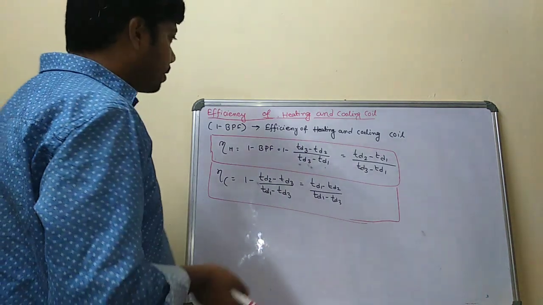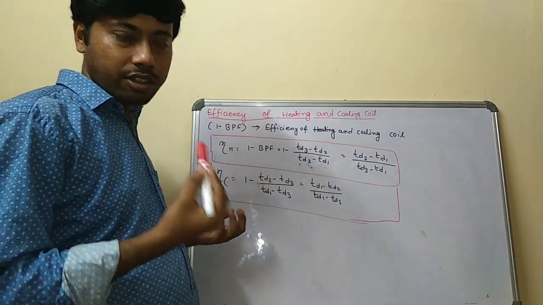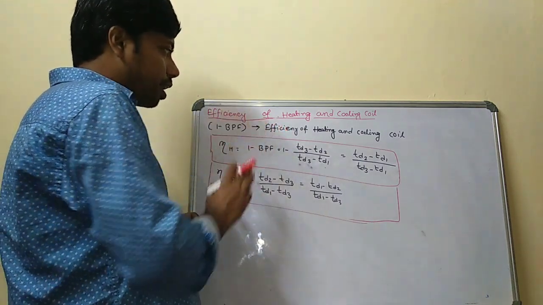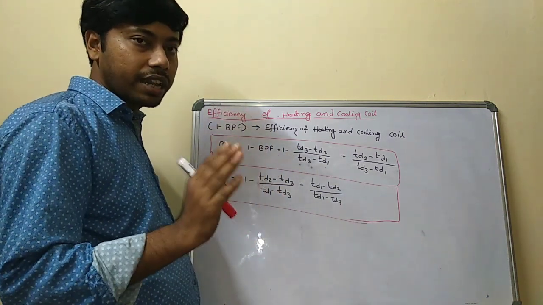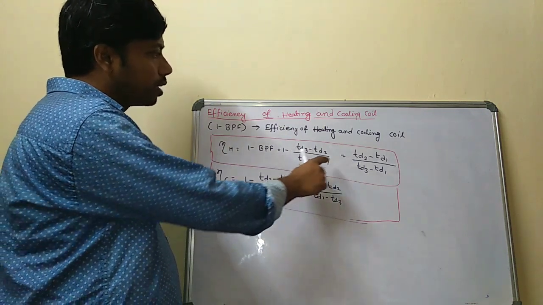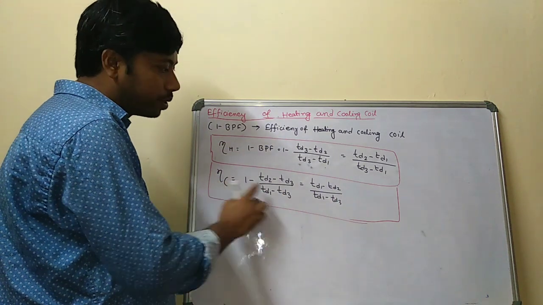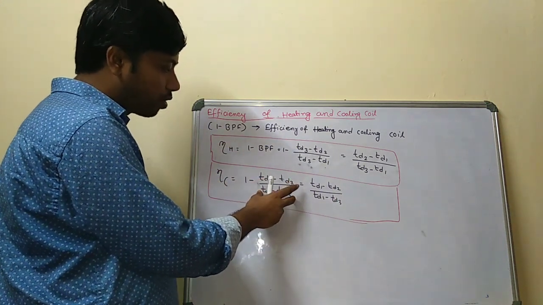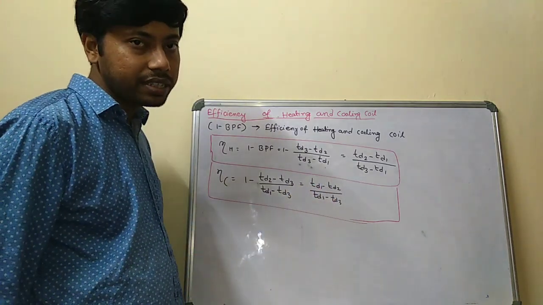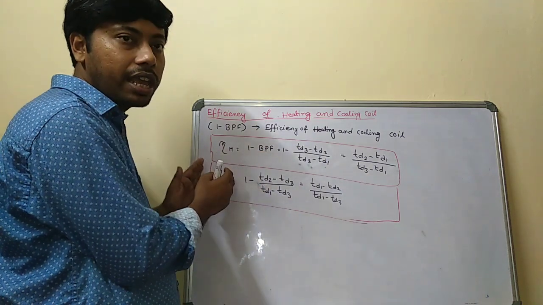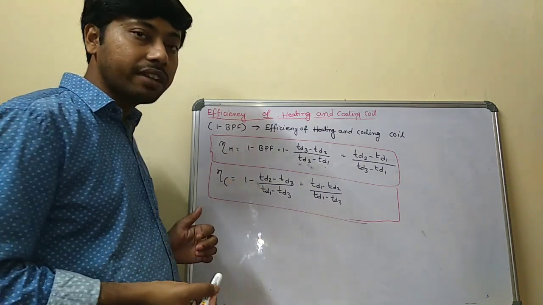So as we discussed the bypass factor for heating and cooling coil, as you know the bypass factor, you can easily calculate the efficiency of heating coil and cooling coil. So 1 minus bypass factor is basically your efficiency of heating and cooling coil. So efficiency of heating coil will be (TD2 minus TD1) divided by (TD3 minus TD1), and efficiency of cooling coil will be 1 minus bypass factor of cooling coil. The final expression will be (TD1 minus TD2) divided by (TD1 minus TD3). So these are the expressions for the efficiency of heating coil and cooling coil.